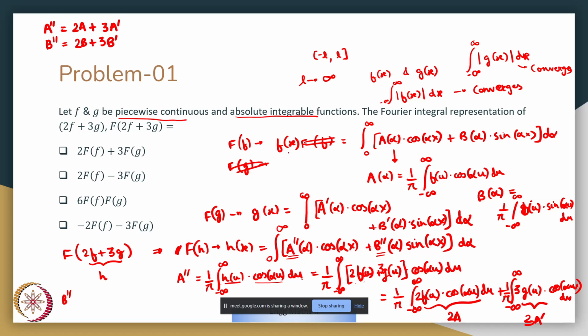And next we can observe that f would be linear in terms of its coefficients a of alpha and b of alpha. So for our case, f of h, which is f of 2f plus 3g, would have the coefficients a double dash and b double dash.